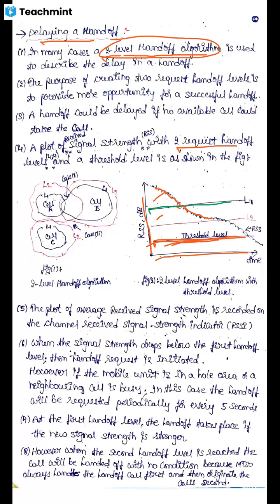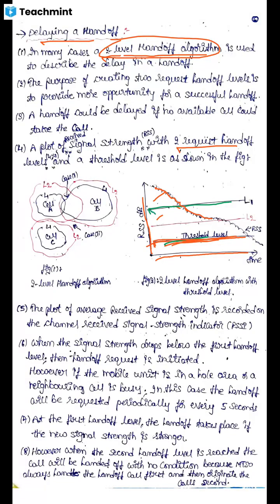it means we are initiating the handoff before the threshold level. Why are we initiating before the threshold level? To avoid failure of handoff, because if we apply handoff at this threshold level, we can't say that there is availability of cells, or there may be no availability of channels to apply a handoff. So to avoid this condition, we apply a two-level handoff algorithm earlier.